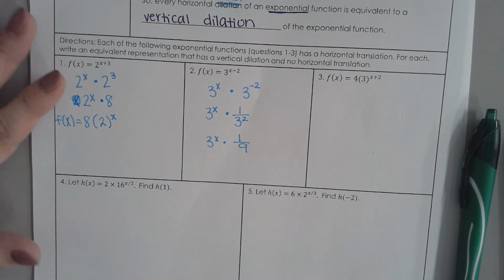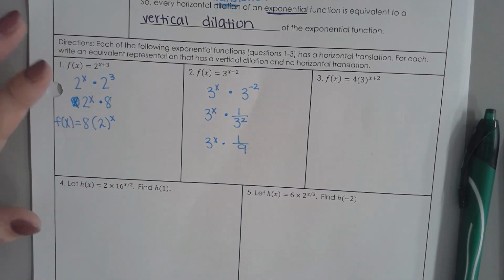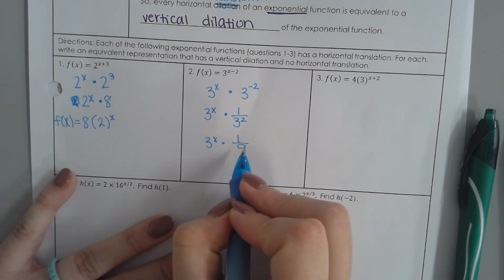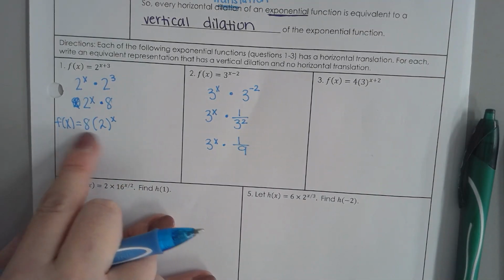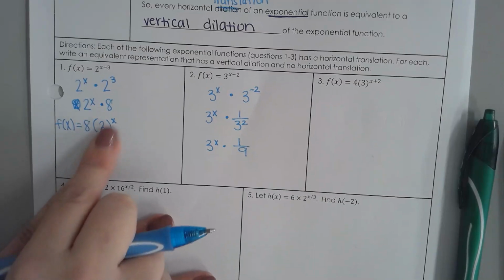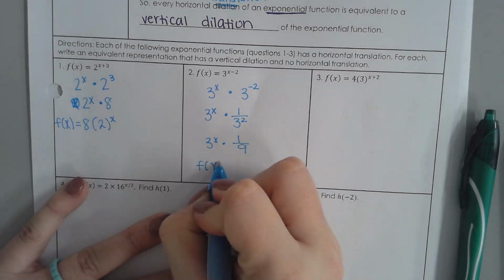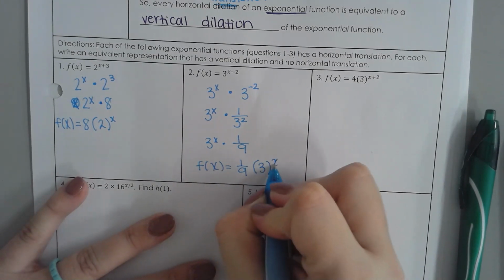You keep simplifying everything you can. Don't leave something as 3 squared when you know that's 9. Okay, and then this is technically not wrong, but you're gonna see everything written like this. Your A is first, and then your B is in parentheses with the X. So this would really be 1/9 times 3 to the X.